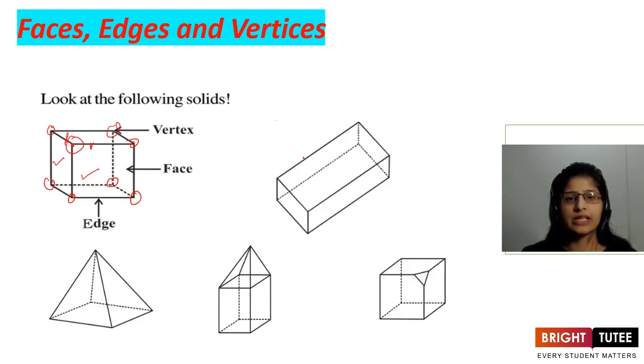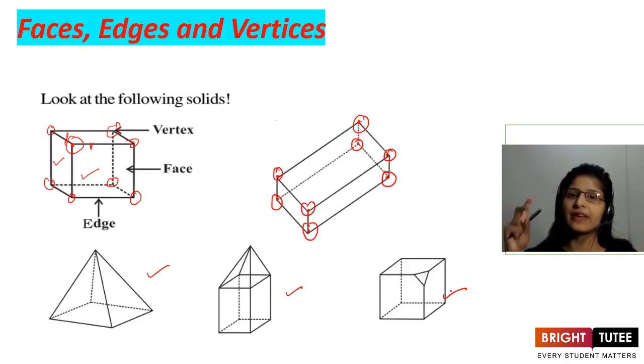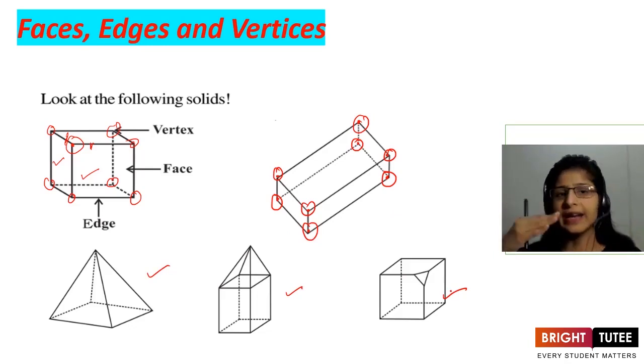Just to see in all the figures, this one, this one, this one, I think you can identify the vertices, the edges, and the faces. So what are faces, edges, and vertices? On all these figures, the corner points where the edges are meeting are your vertices. Where the faces are meeting is your edge, and these polygonal regions are called faces. These are some of the figures which are 3D shapes.